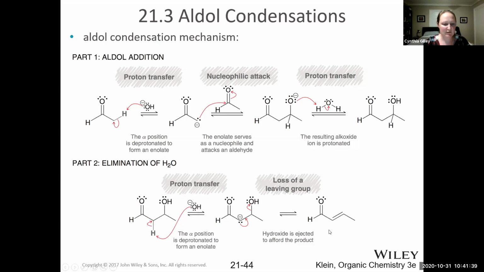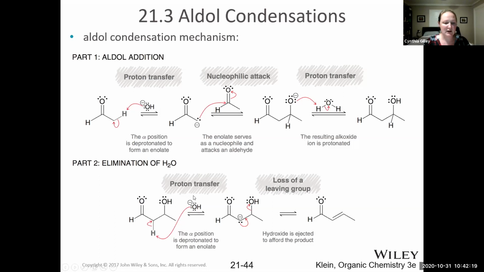So I want you to be careful here that when drawing the second part of the mechanism to get to the condensation product, make sure you draw this as a two-step process, because it is not thought to be an E2 reaction. An E2 reaction would involve hydroxide deprotonating the alpha carbon, forming a pi bond or alkene directly, and losing the leaving group all in one step. If the reaction were E2, we would see second order kinetics, and we do not see that. Instead, we see first order kinetics.